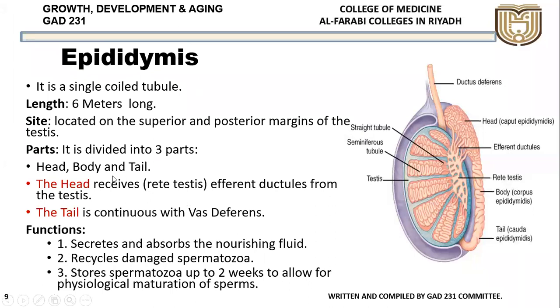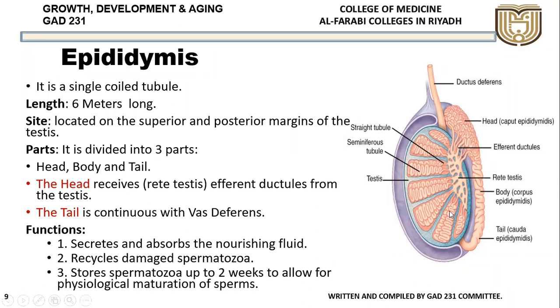Now coming to the epididymis, what is the function of the epididymis? Why is it present here? Okay, one is it secretes and absorbs the nourishing fluid which is required for the sperm. So it will be secreting as well as absorbing the excessive nourishing fluid. So it will be providing the nutrition for the sperms. Then it also recycles the damaged spermatozoa. So the dead and damaged spermatozoa are removed by the epididymis. Then it stores the spermatozoa up to 2 weeks, almost 14 days, to allow for physiological maturation of the sperms.